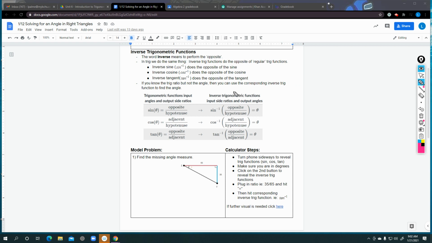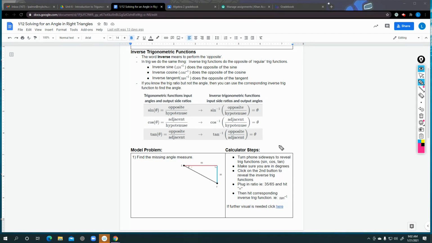Okay, in today's video, we are going to be solving for an angle in a right triangle. This is the last lesson for our trig unit. This is when we are going to be using the inverse of the trigonometric functions.